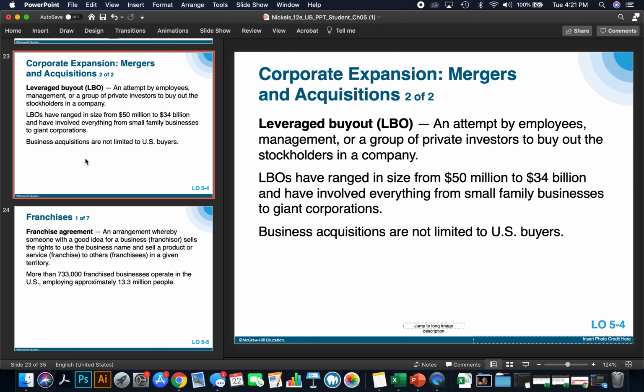A leveraged buyout is an attempt by employees, management, or a group of private investors to buy out stockholders in a company. LBOs have ranged in size from 50 million to 34 billion and have involved everything from small family business to giant corporations. Business acquisitions are not limited to U.S. buyers, and I think we hear buyouts all the time happen.